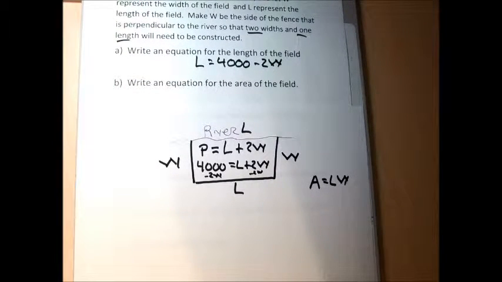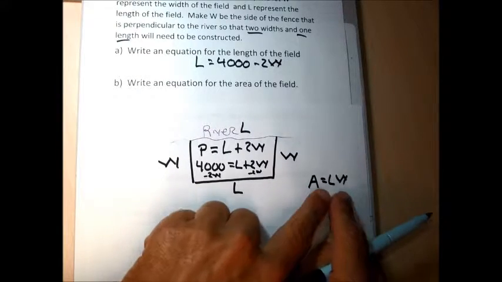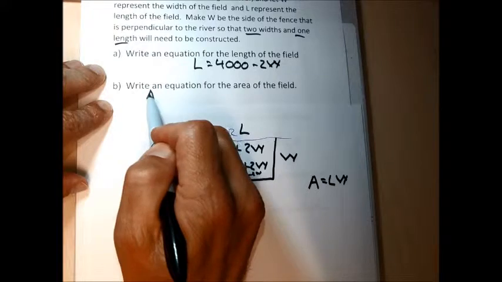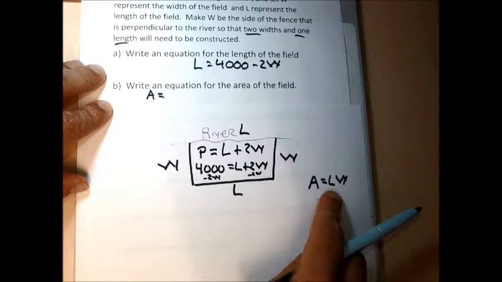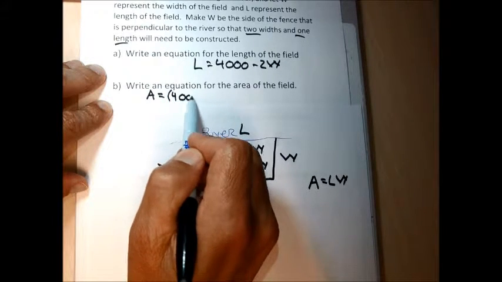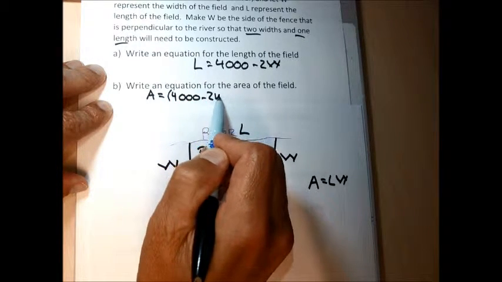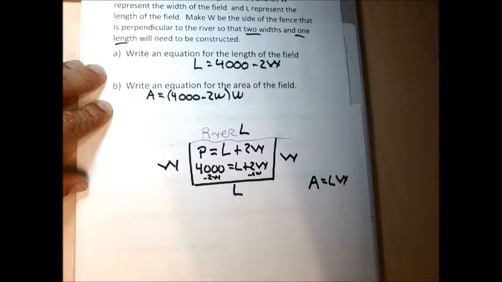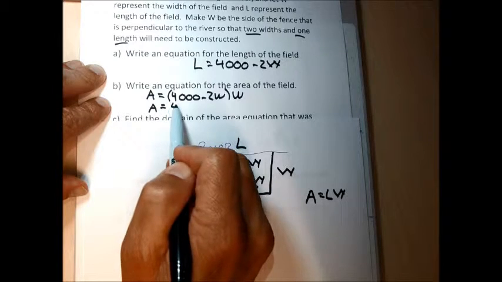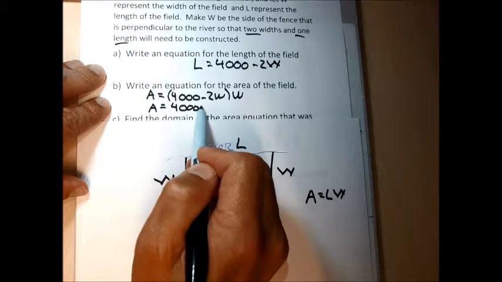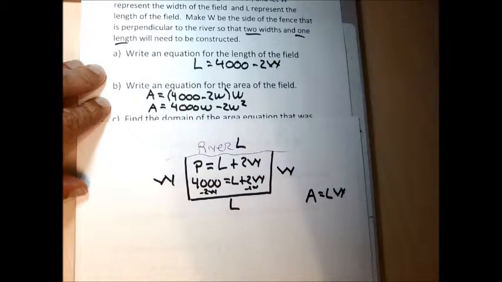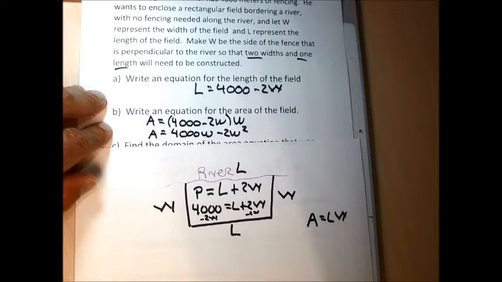So now I'm going to write an equation for the area. Well, again, area is generally length times width, but that's not going to do for this problem. So instead of writing length times width, I'm going to put 4,000 minus 2w in for the length, and I'm going to leave the width alone at the width. So that's going to give me, if I clear the parentheses, area is 4,000w minus 2w squared. So I'm done with part B.